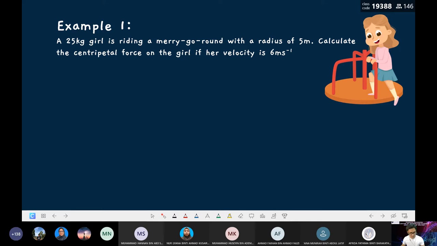Okay, soalan pertama. A 25 kilogram girl is riding a merry-go-round with a radius of 5 meter. Let me change the color of the pen. Okay, the radius is 5 meter. And then calculate the centripetal force. The mass is 25 kilogram. Okay, and the velocity, when you see at the unit, it is tangential velocity because dia adalah meter per second. Sorry, meter per second lah.